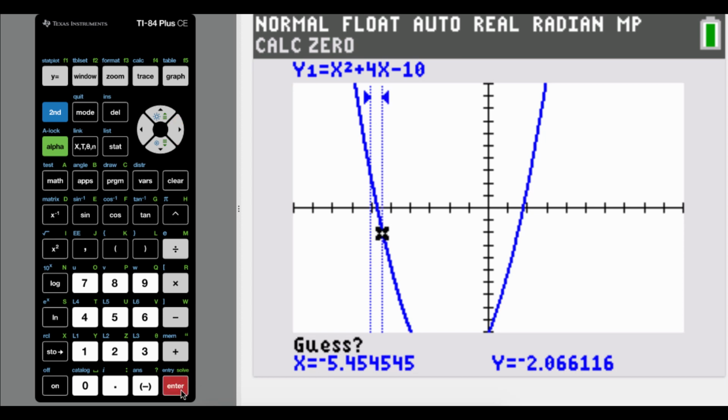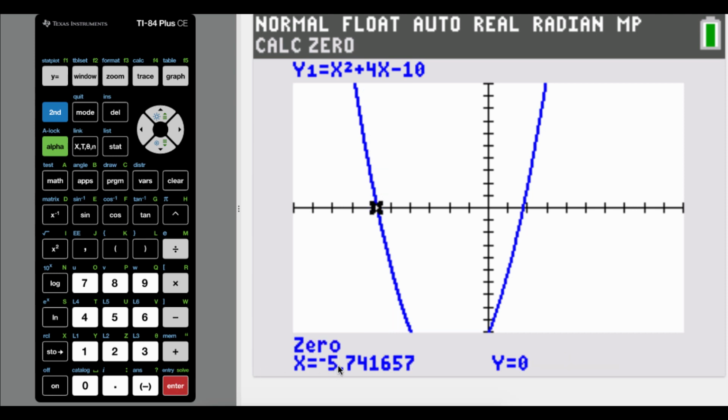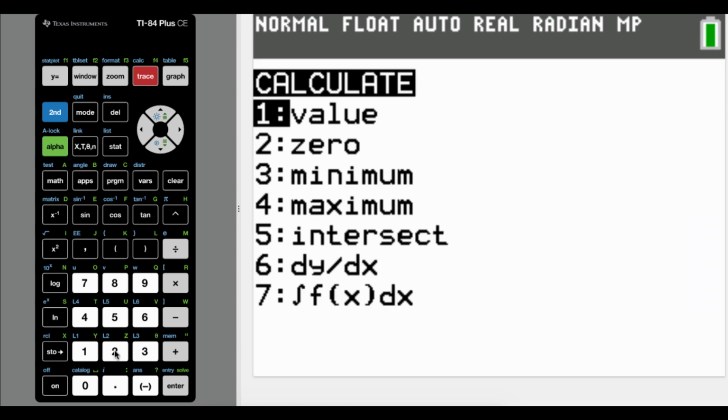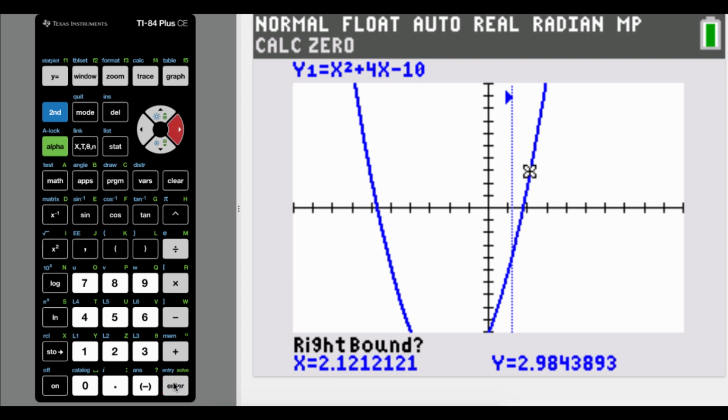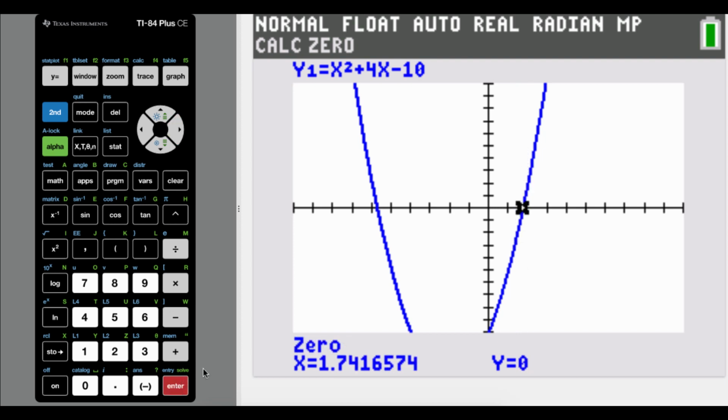We can take a guess, but we don't need to. We can just hit enter one more time. And we get that -5.742 again. So that was one of the answers that we got. But we need to find that other one, so I'm going to hit my second trace again, and we're finding another 0. This time I'm going to arrow over by my other x-intercept. Left-bound means we need to hit left a few times, so we're on the left-hand side of it. Right-bound means we need to arrow to the right past it, enter, enter, and there's that other solution that we came up with algebraically before.